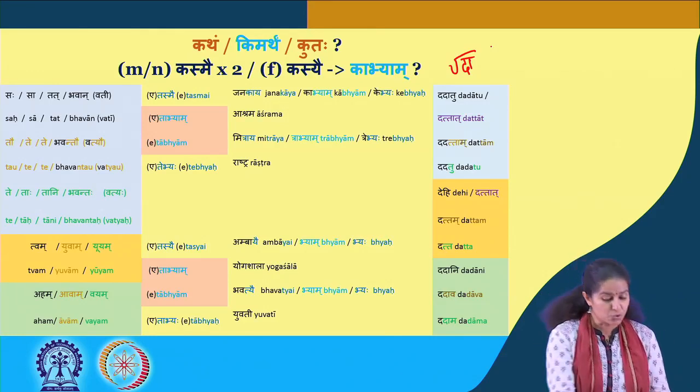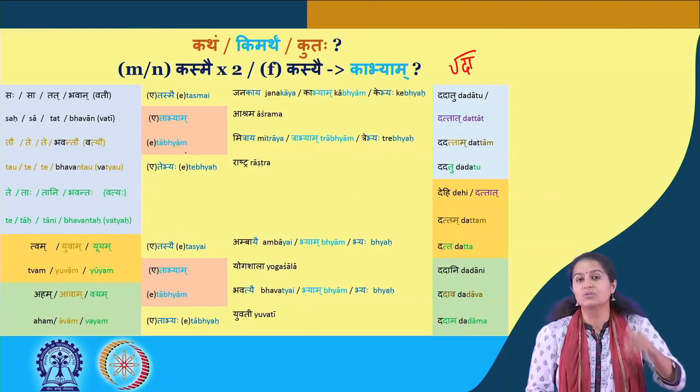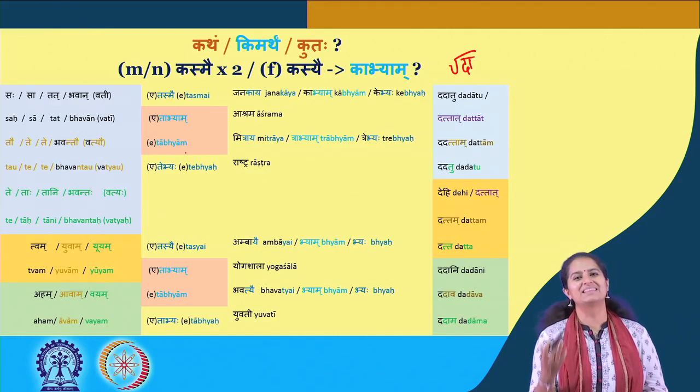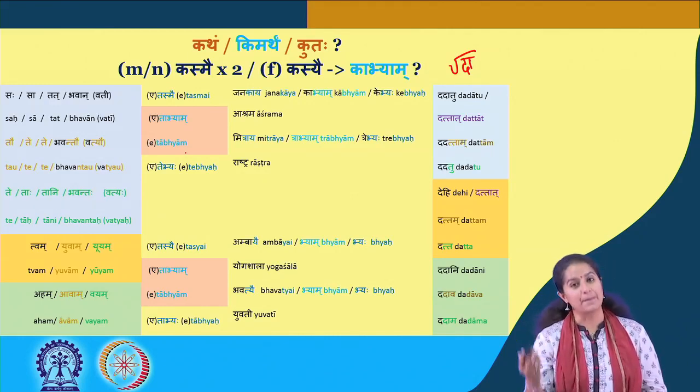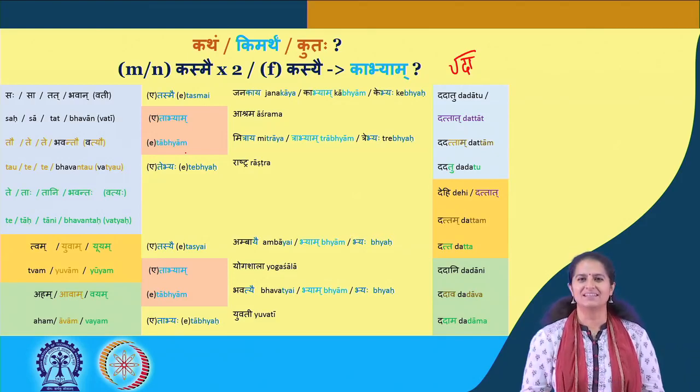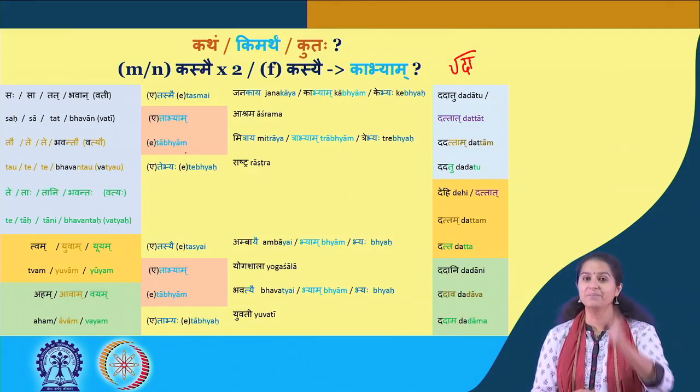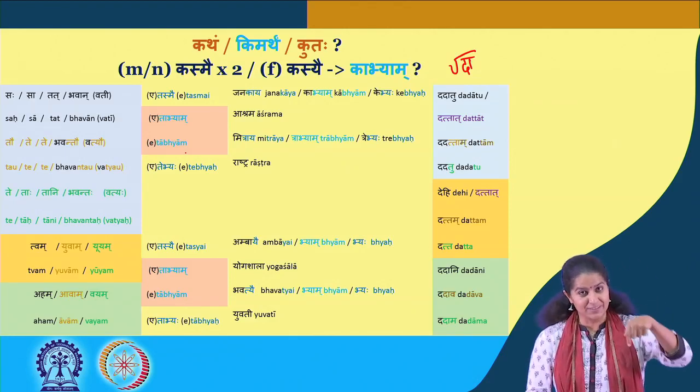So let's do it with etasmai. So to this friend, give to this friend would be etasmai mitraya dadatu. Two of them, etabhyam mitrabhyam dadatu. Many of them, etebhyah mitrebhyah dadatu. Uttamam. Rashtra, we'll do it with etasmai.